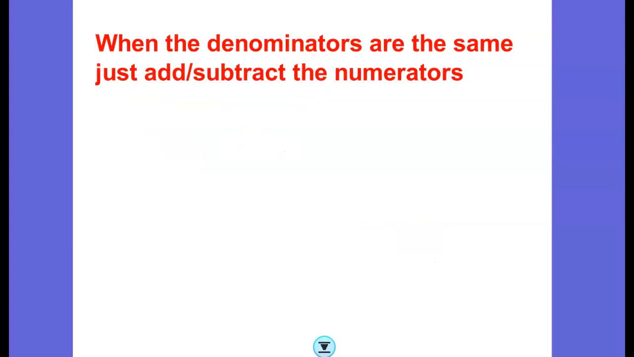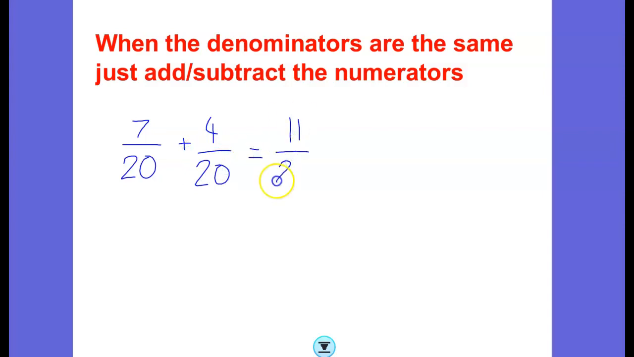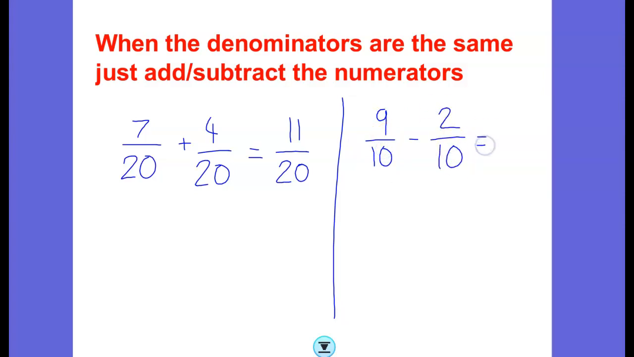Now, I'll just give you a couple more examples just to make it clear what I'm saying. So if I've got 7/20 and I add 4/20, I just add the tops. 7 add 4 is 11/20. Same with subtraction. If I had 9/10 and I subtract 2/10, I've got 7/10. They don't change the denominator at all, they stay the same. So that's easy adding and subtracting of fractions. When we've got the same denominator, it's an easy task.